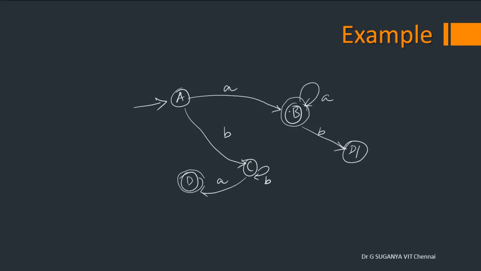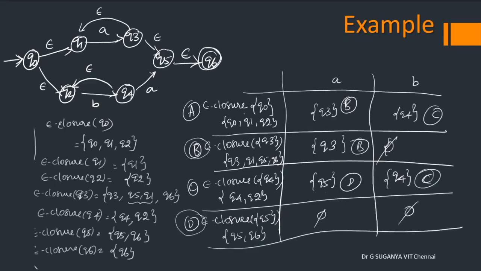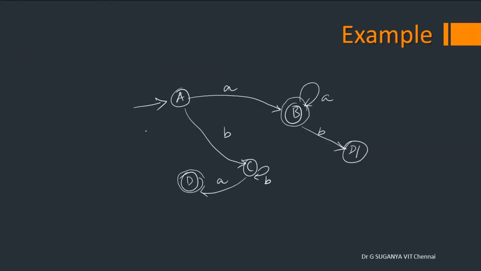Have a look here. It accepts a star or b star a. Here a star: one time you have to read a to reach Q6 and then you can repeat any number of times, and when you have multiple b's you must have an a, in order to come to a conclusion. So that is how epsilon NFA should be converted to DFA. Thank you.